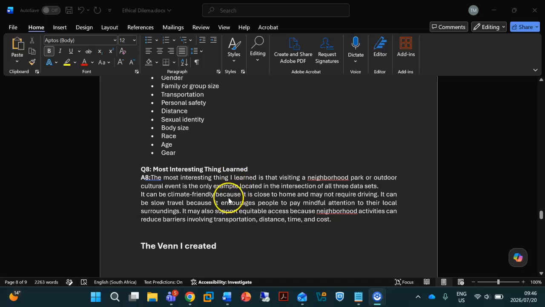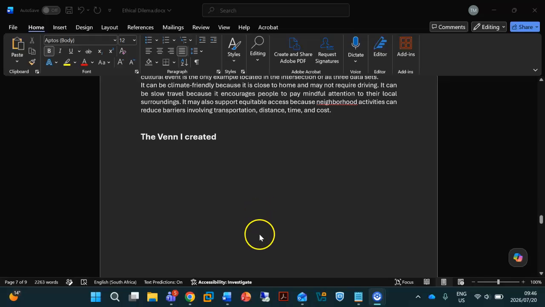Then finally, the most interesting thing that I learned is that visiting a neighborhood park or outdoor cultural event is the only example located in the intersection of all three data sets. It can be climate friendly because it is close to home and may not require driving. It can be slow travel because it encourages people to pay mindful attention to their surroundings. It also supports equitable access because neighborhood activities can reduce barriers involving transportation, distance, time, as well as cost.